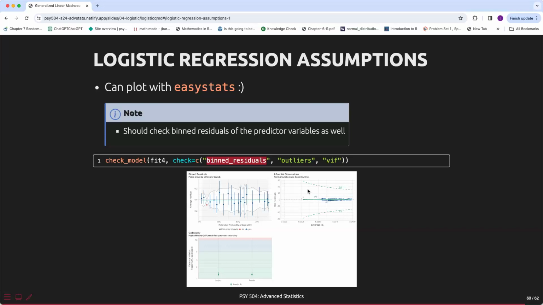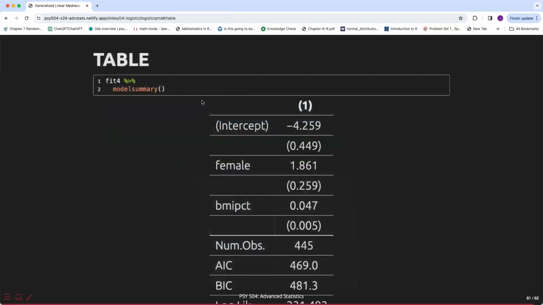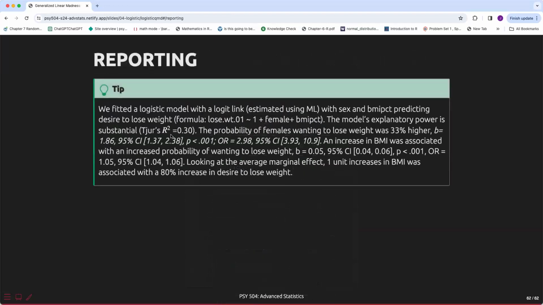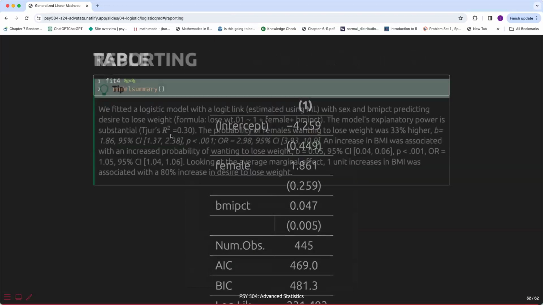We can also look at our observations, or influential observations. So are there any outliers in our data? We can output that particular check, and then also a collinearity check as well. So these are all the tests that we'd want to perform on our data. So we can easily fit a table to our results by using model summary. Don't need to go over that too much in detail. This is just for the lab on Wednesday.